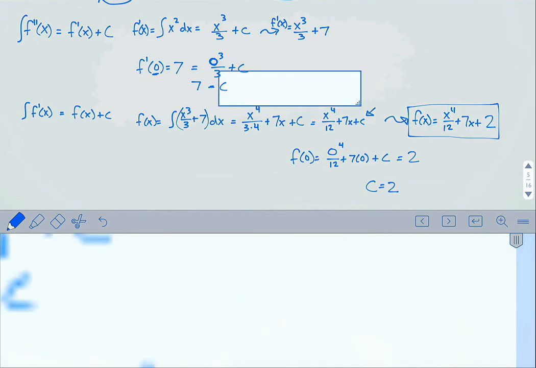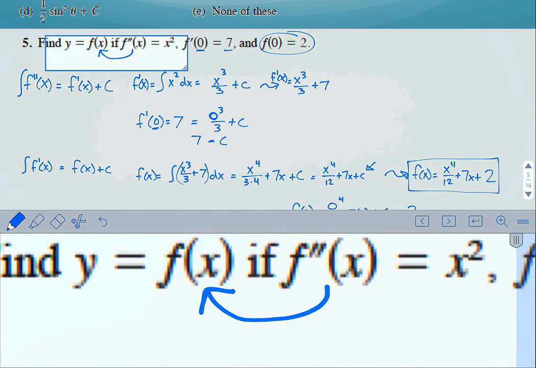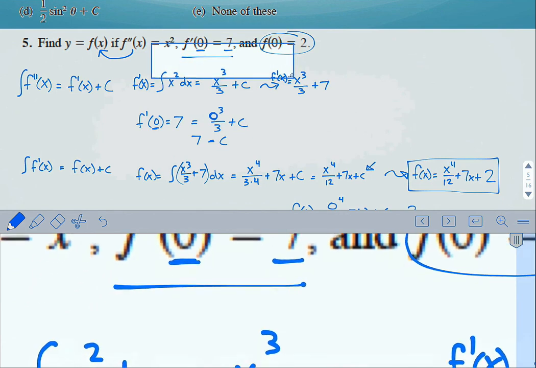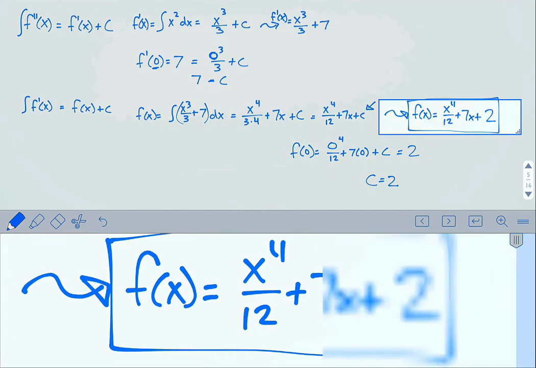Okay, so the basic process here is just take your antiderivative, plug in your known value to find c, and just keep going until you get to the correct function.